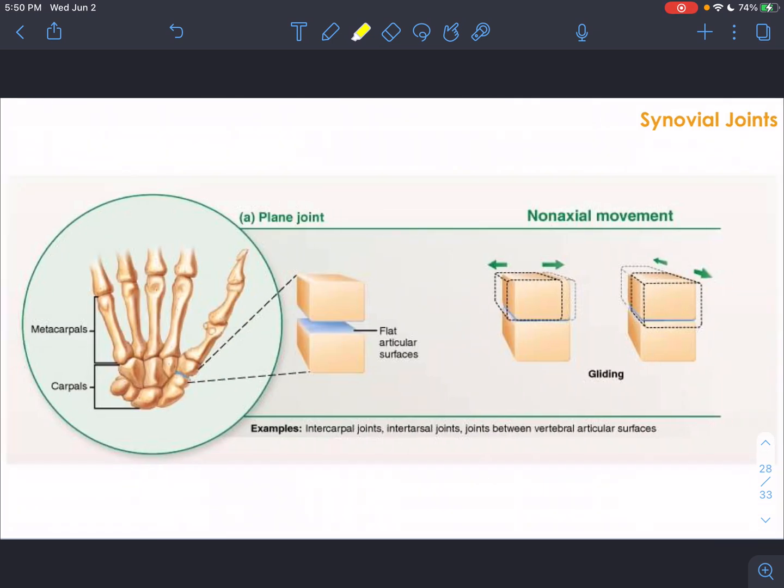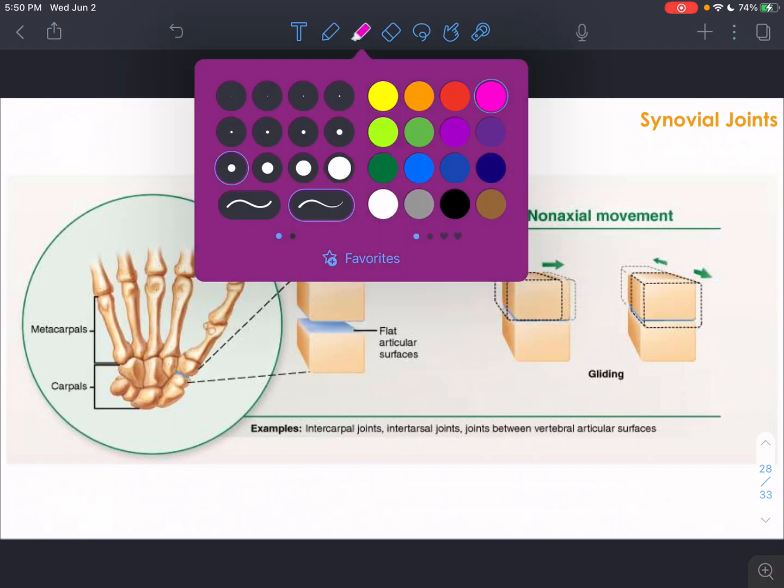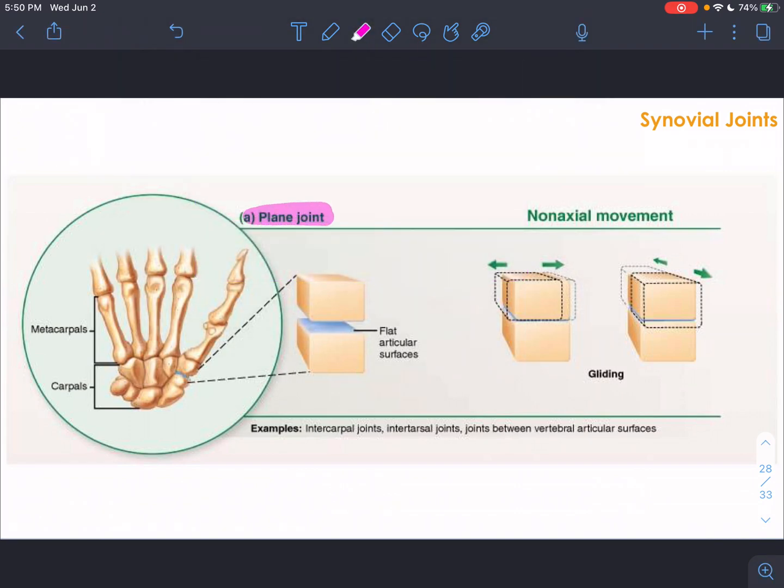So let's start with plane joints. Plane joints, the name's up here. We have non-axial movements, which means you're not really moving in any plane. So you're just going to have gliding type movements. And in these plane joints, you're going to have flat articular surfaces, like the surfaces in your intercarpal joints, intertarsal joints, and between your vertebrae. So you're not really moving in any plane. You're kind of just gliding around a little bit.